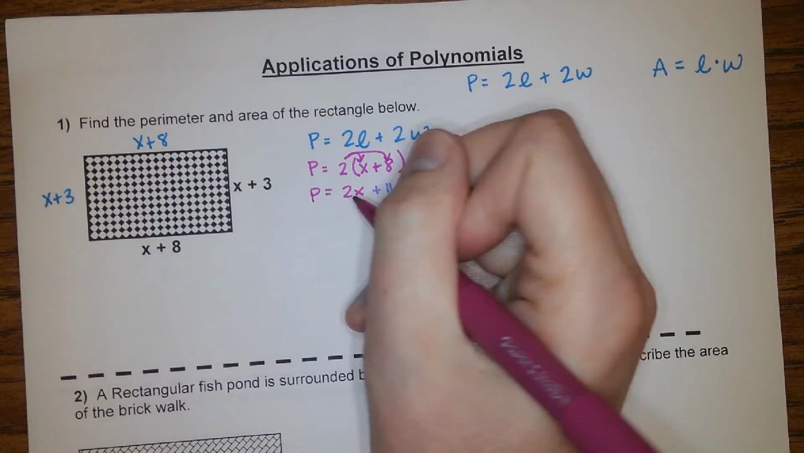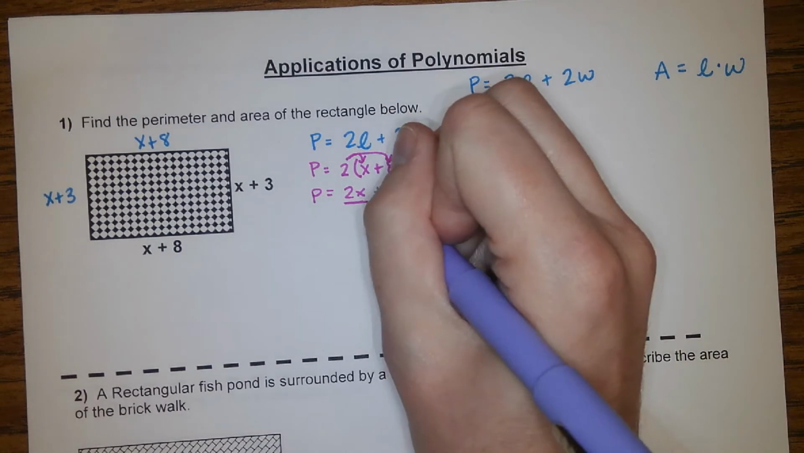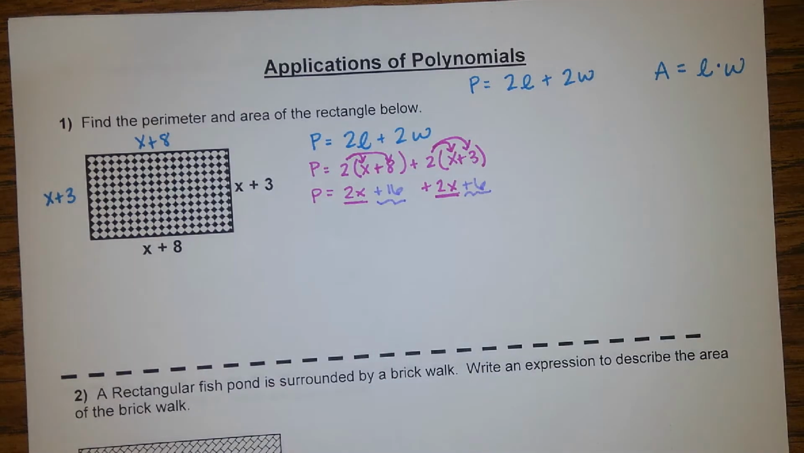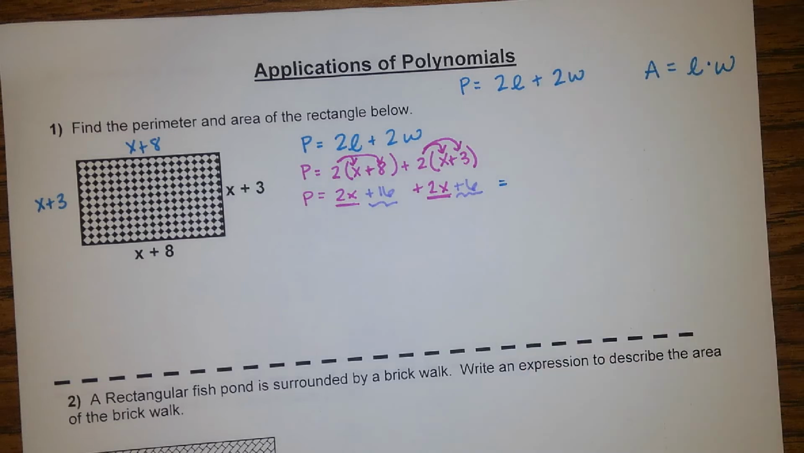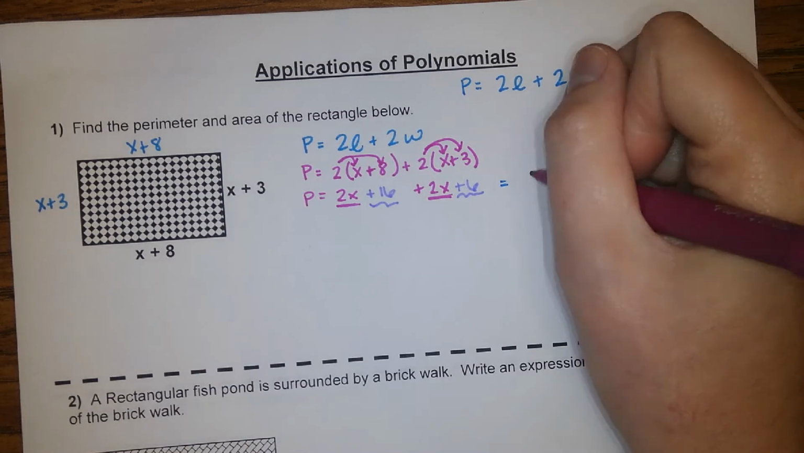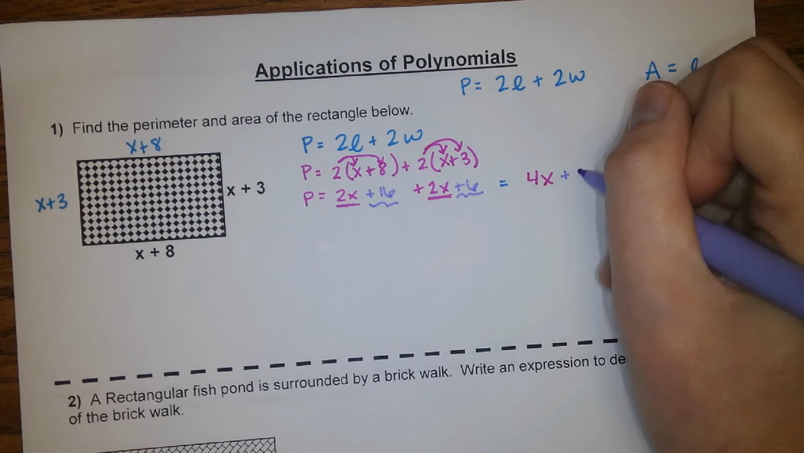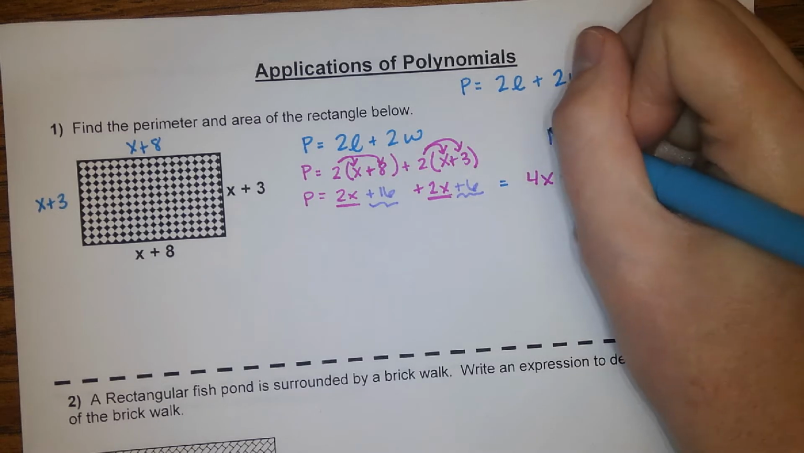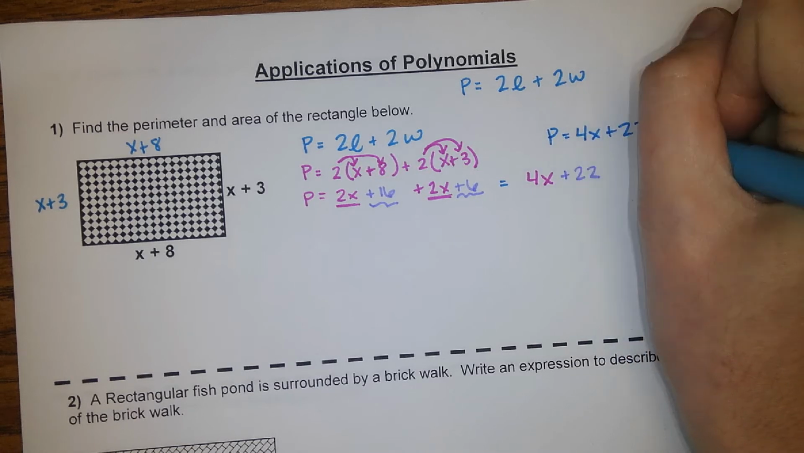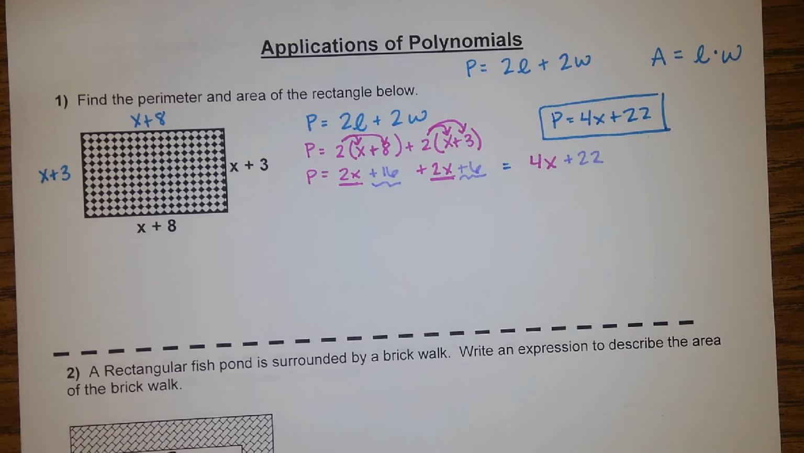The reason why I used 2 different colors here is so that we can see really easily that the x's will go together, the 2x and the 2x, and then our whole numbers, our constants, will also go together, which is the 16 and the 6. So our final answer would be 2x plus 2x is 4x, and 16 plus 6 is plus 22. So our P is equal to 4x plus 22. So that is the most simplified way to write our perimeter.